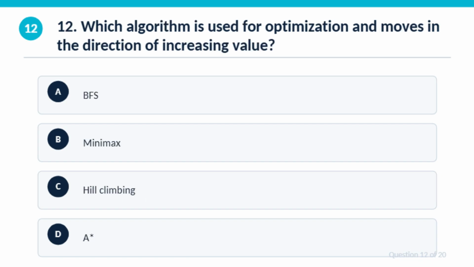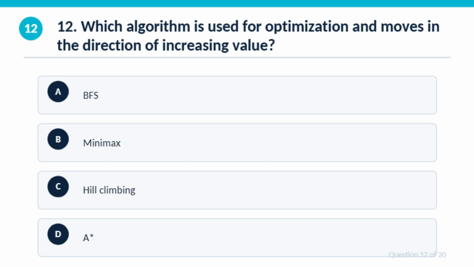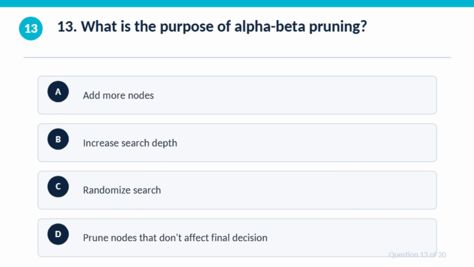Which algorithm is used for optimization and moves in the direction of increasing value? A. BFS. B. Minimax. C. Hill climbing. D. A*. The correct answer is C. Hill climbing.